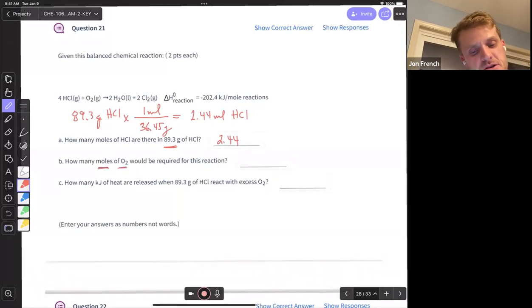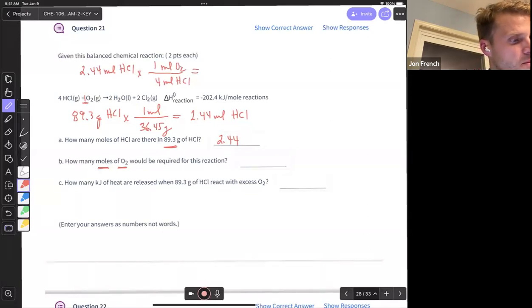How many moles of oxygen would be required for this reaction? A lot of you were answering one because there's the coefficient there. It's not, it's based on the chlorine, the HCl in this reaction. So it's not just 1 mole. So if I've got 2.44 moles of HCl, we know for every 4 moles of HCl, I'm going to need 1 mole of oxygen. So we divide by 4. And like was tossed in the chat there, we get 0.612 moles of oxygen.